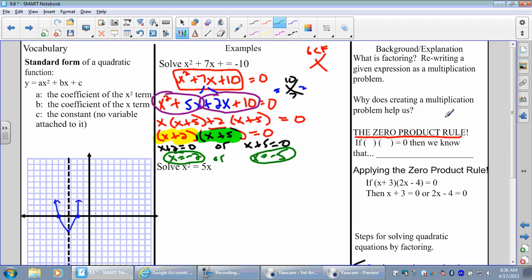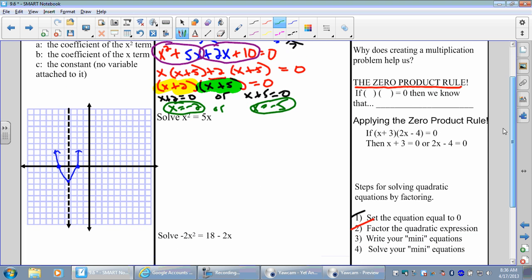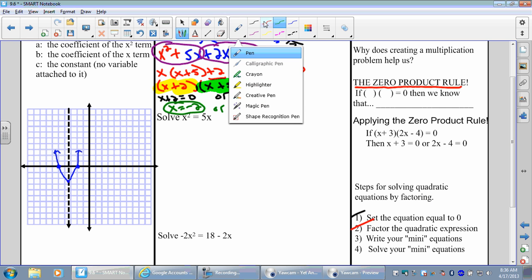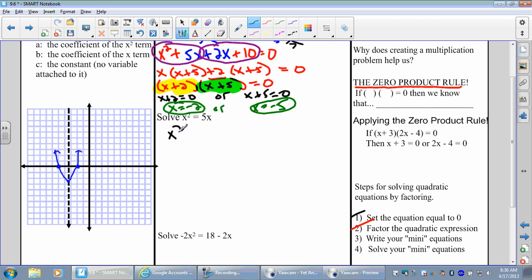All right, let's look at another problem. Here, again, first step needs to be set the equation equal to 0. So I need to move this 5x to the other side. So when I do that, I get x squared minus 5x, remember when you change sides, you change signs, equals 0.